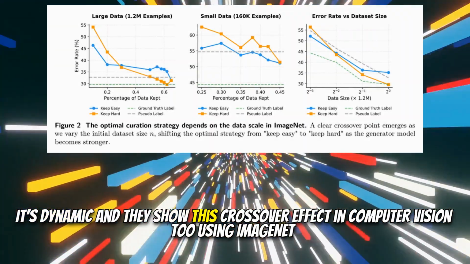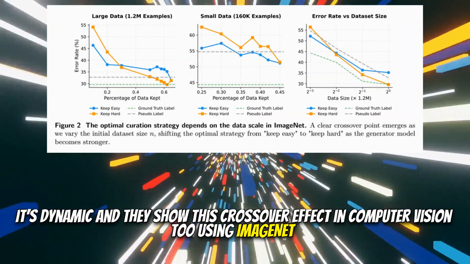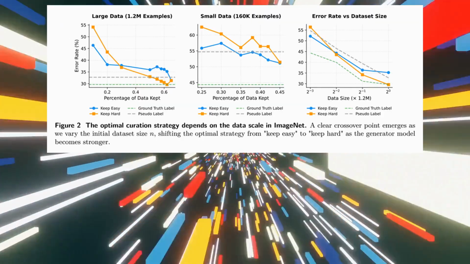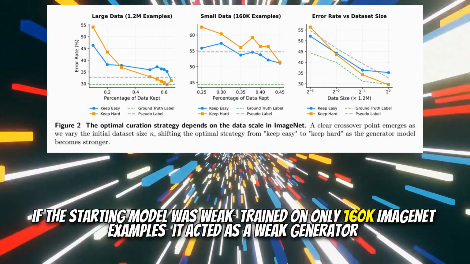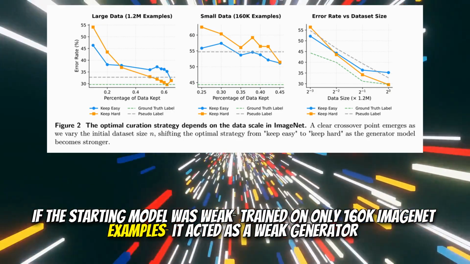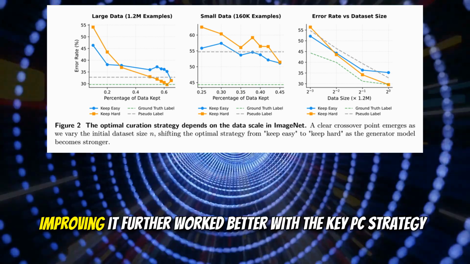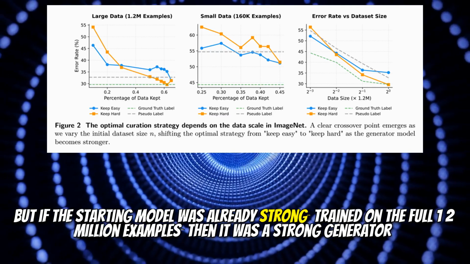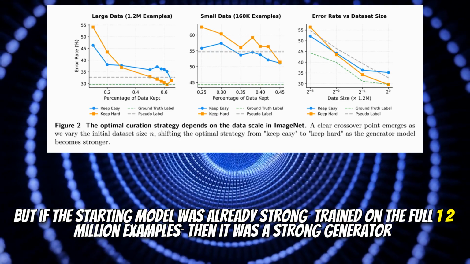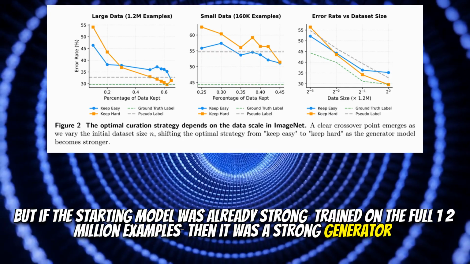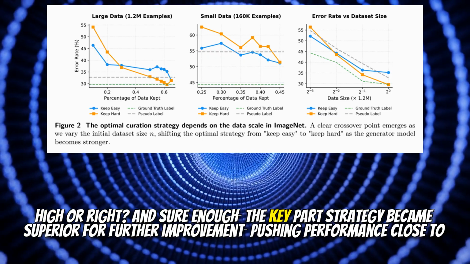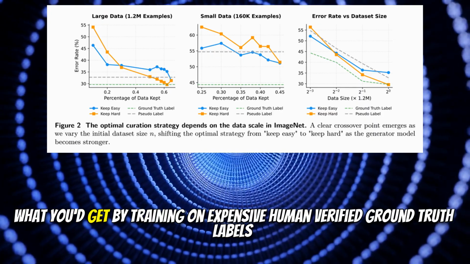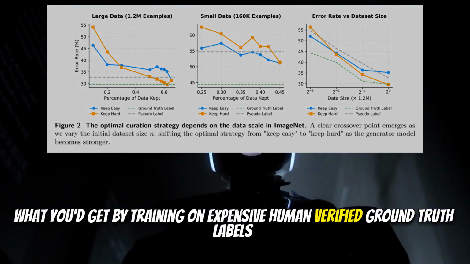It's dynamic. And they showed this crossover effect in computer vision too, using ImageNet. How did that work? They looked at models trained with different amounts of initial data. If the starting model was weak, trained on only 160K ImageNet examples, it acted as a weak generator. Improving it further worked better with the keep easy strategy. But if the starting model was already strong, trained on the full 1.2 million examples, then it was a strong generator, high rho. And sure enough, the keep hard strategy became superior for further improvement, pushing performance close to what you'd get by training on expensive, human-verified ground truth labels.